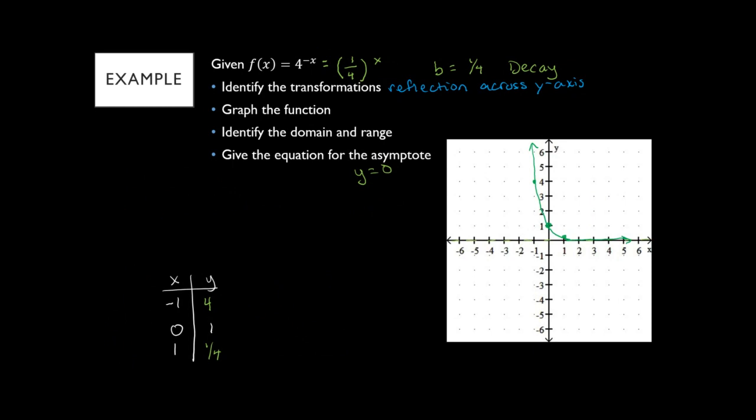So I've graphed the function, domain, and range. So domain is always all real numbers. And the range here has not been changed by shifts, so it's still 0 to infinity. And then our asymptote's at y equals 0. That is unchanged.